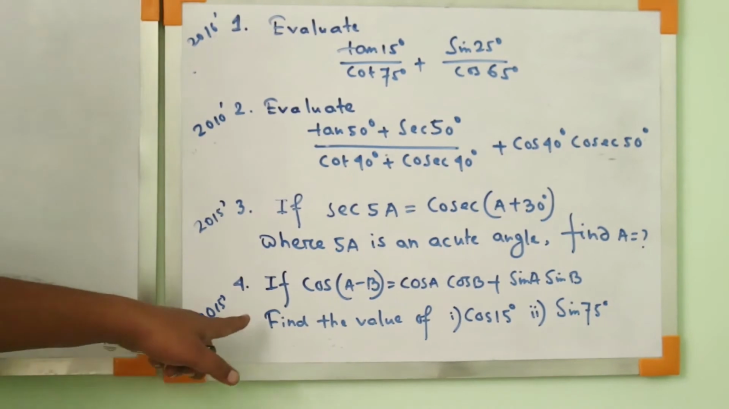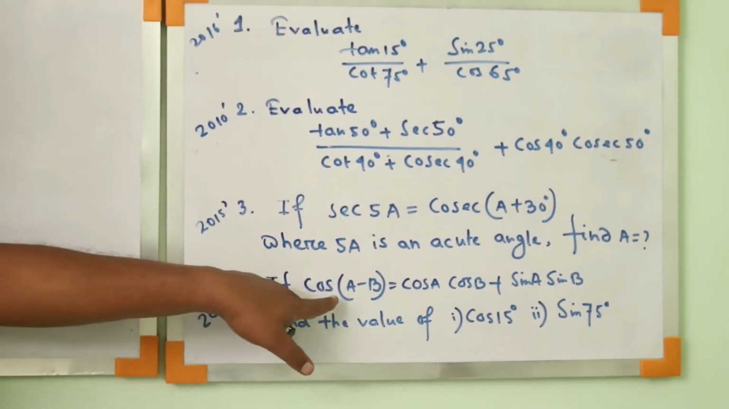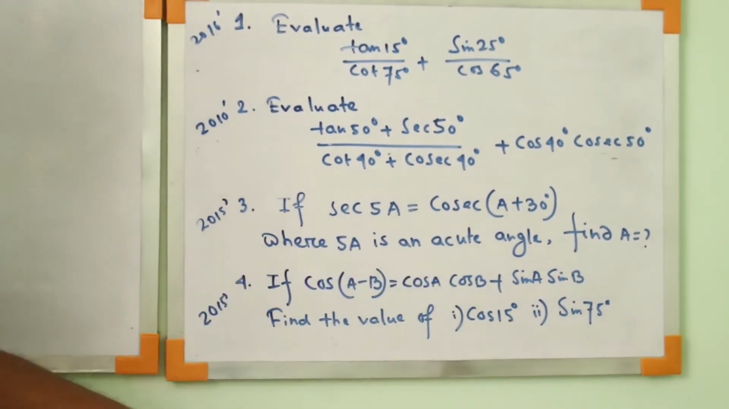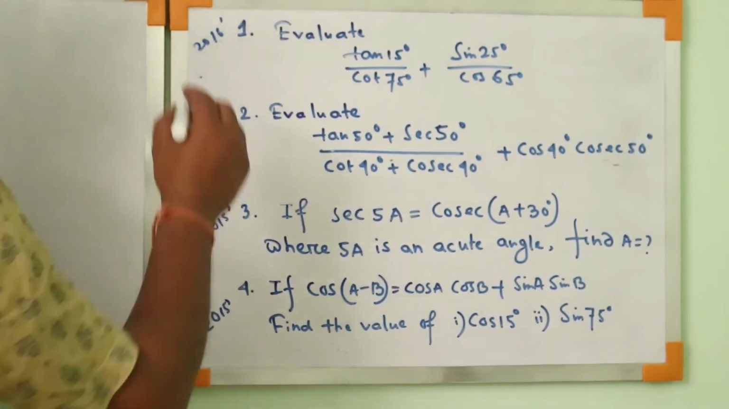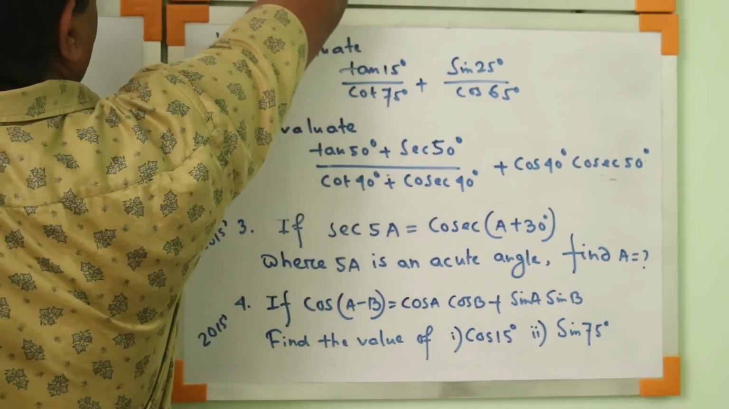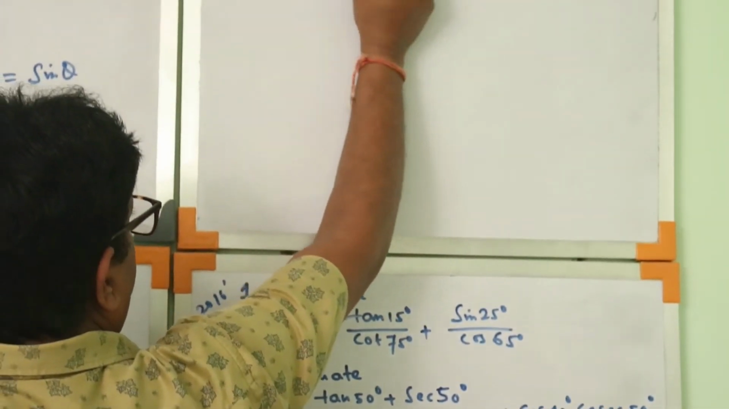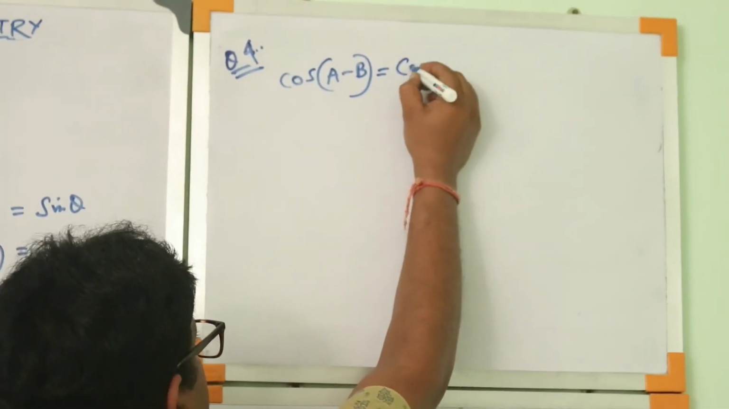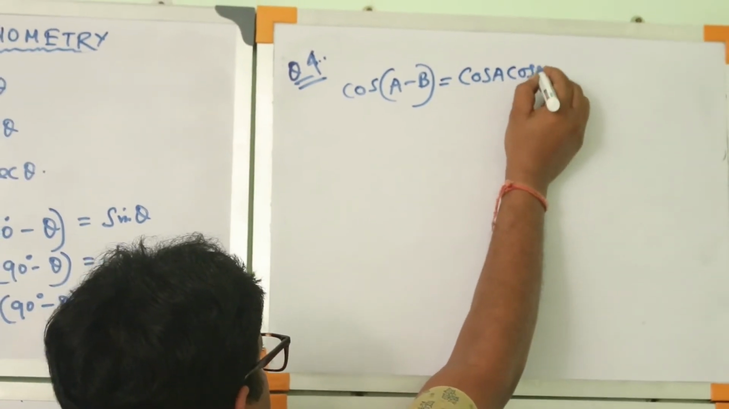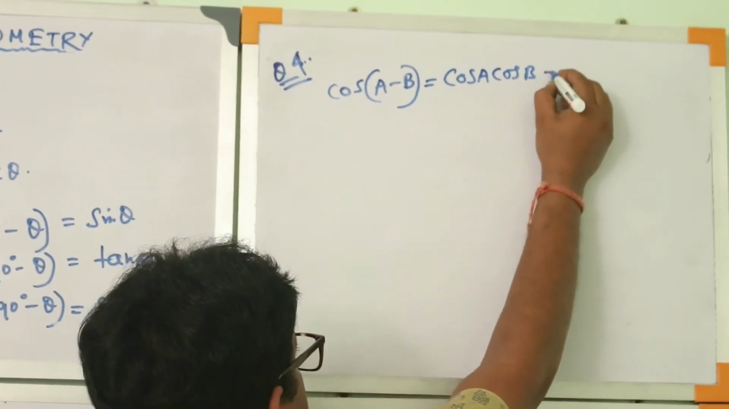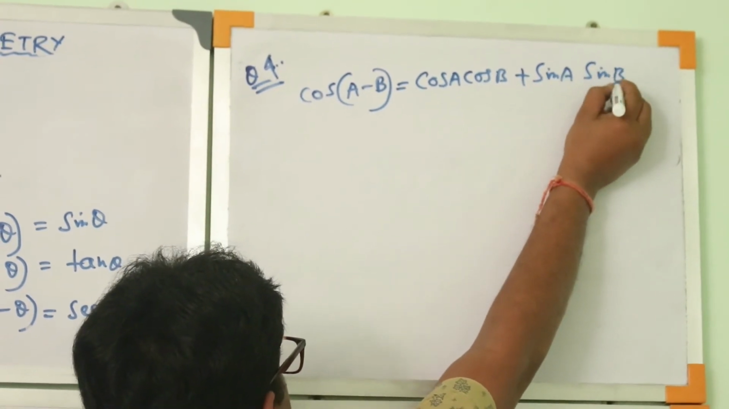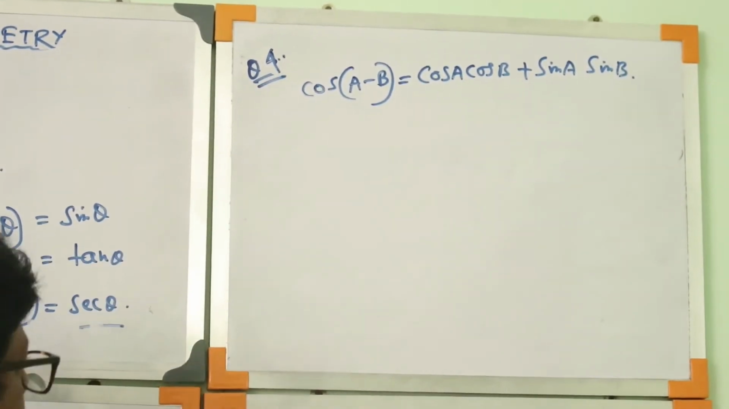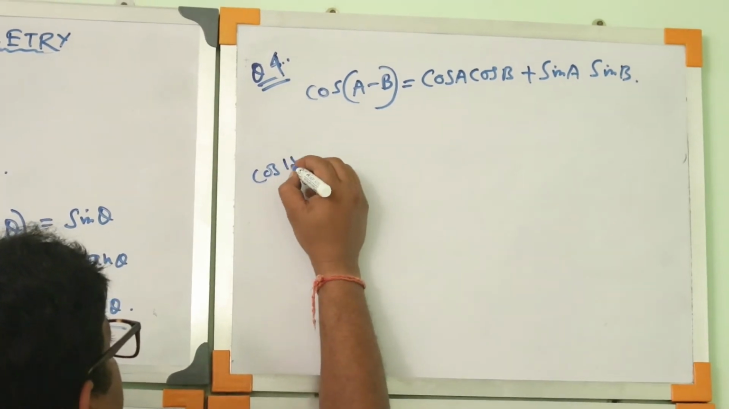Question number 4, this is given CBSE 2020, cos A minus B formula is given, find the value of cos 15 and sin 75. So cos A minus B is given, this will be equal to cos A cos B plus sin A sin B. Find the value of cos 15. You have to find out the value of cos 15.